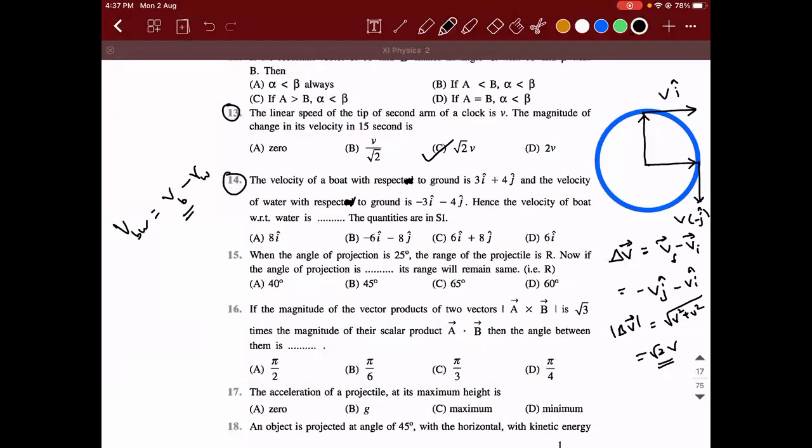Is it A? Sir, if it is velocity of boat with respect to water, the boat should come first. Velocity of 1 with respect to 2. So option C is right. So velocity of boat with respect to water means velocity of boat minus velocity of water. Here, order is important.